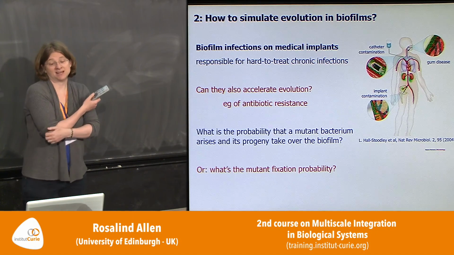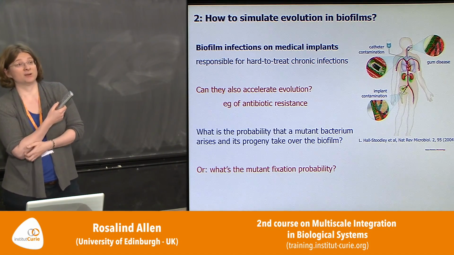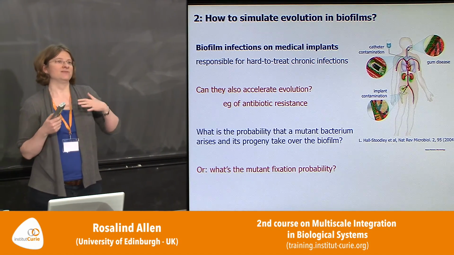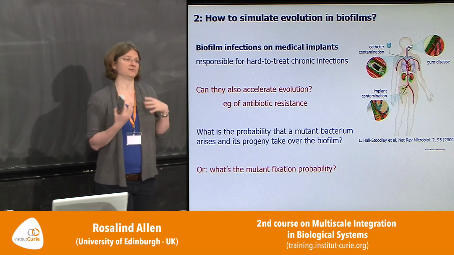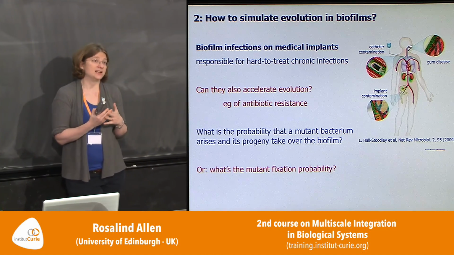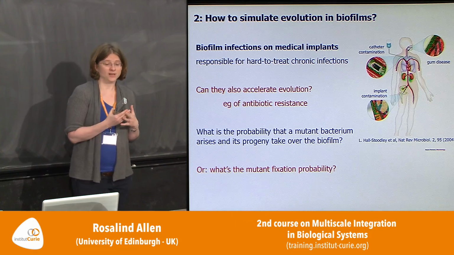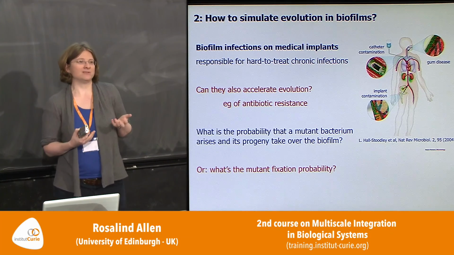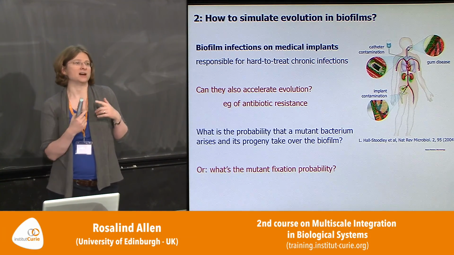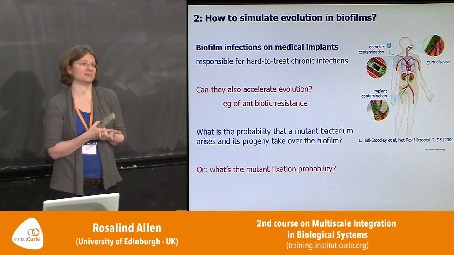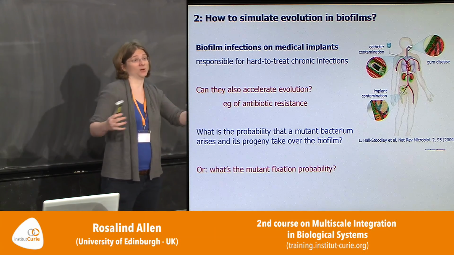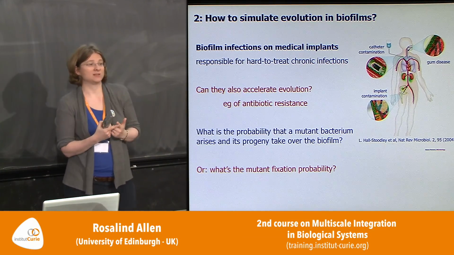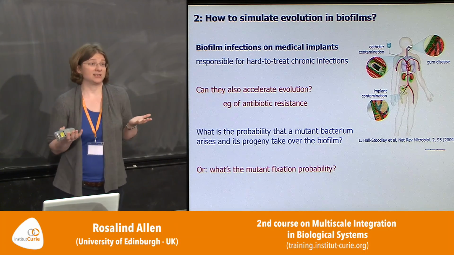To investigate that in our simulations, we started with a very basic question, which is: if you have a growing biofilm, what's the probability that if a mutant arises randomly in the population, it actually ends up taking over the biofilm? Because if you think about the evolution of antibiotic resistance, it's not enough just to get one antibiotic-resistant bacterium in your population. You have to actually have it multiply and take over the population. Because if you just get one resistant bacterium and then it disappears, that actually isn't a problem.